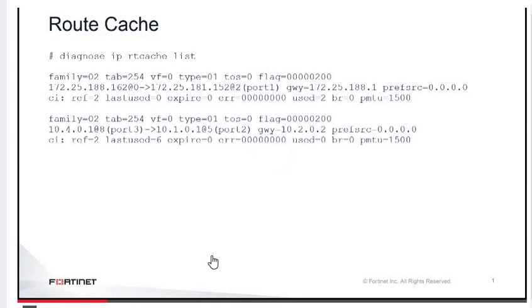The route cache contains recently used routing entries in a quick-to-search table. It is consulted before the routing table to speed up the routing lookup process.